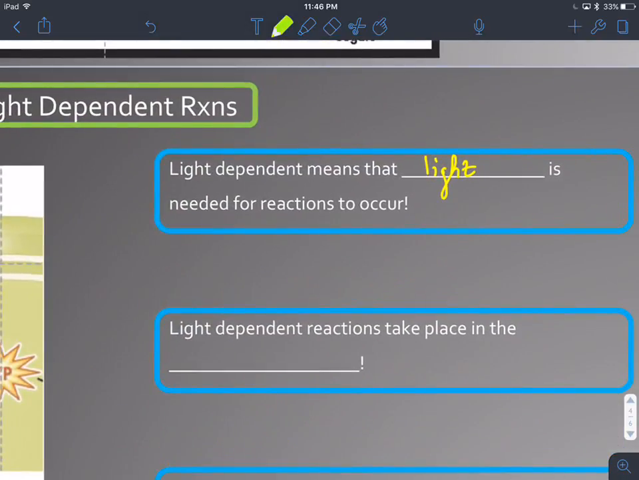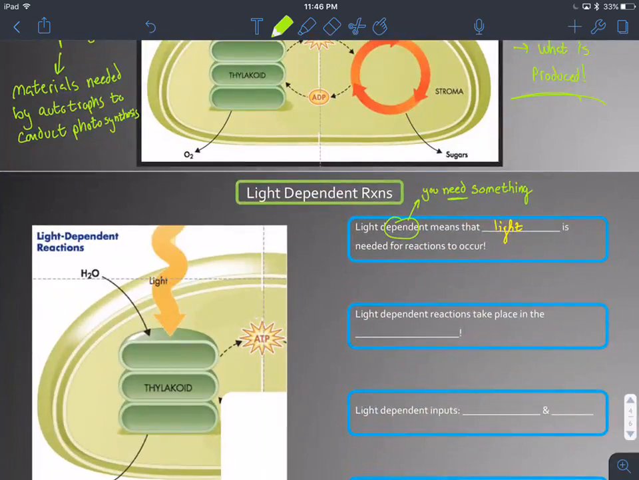And once again, this is because dependent means whether children are dependent on their parents, whether you are dependent to get money to pay for things, you need these things in order to survive, right? And these plants need light in order for these light-dependent reactions to occur.